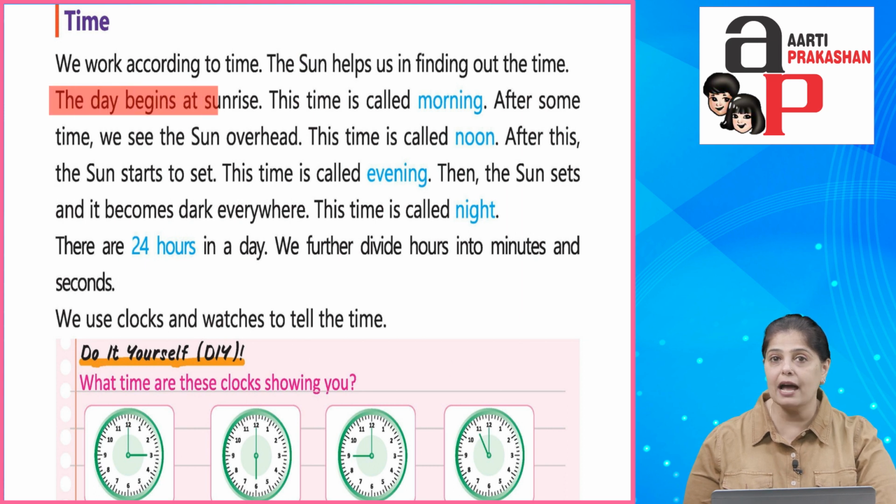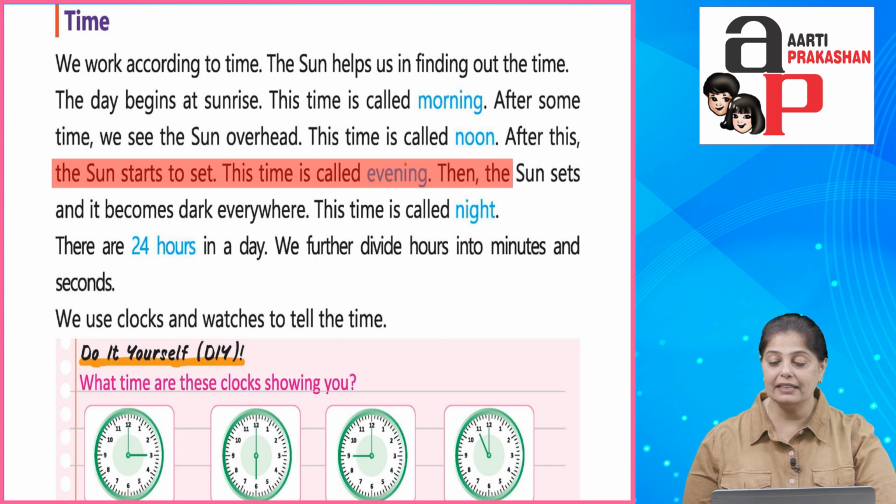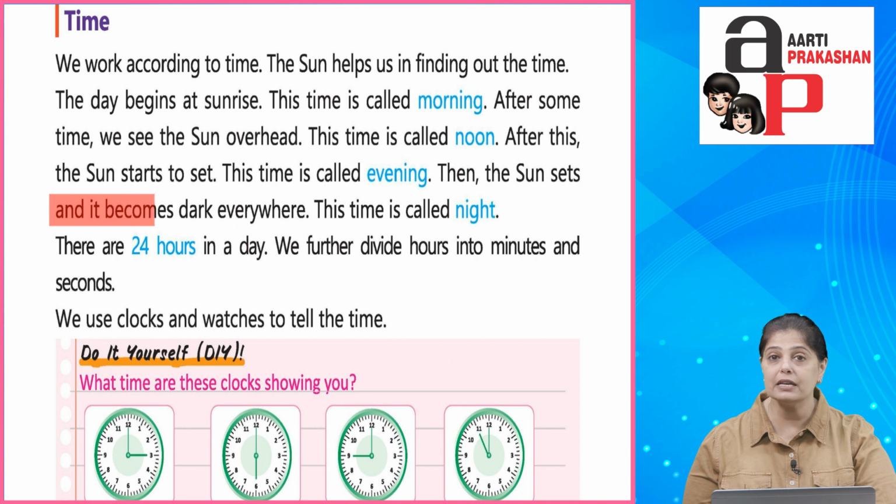The day begins at sunrise. Our day starts at sunrise. This time is called morning. After some time we see the sun overhead. This time is called noon. After this the sun starts to set. This time is called evening. Then the sun sets and becomes dark everywhere. This time is called night.